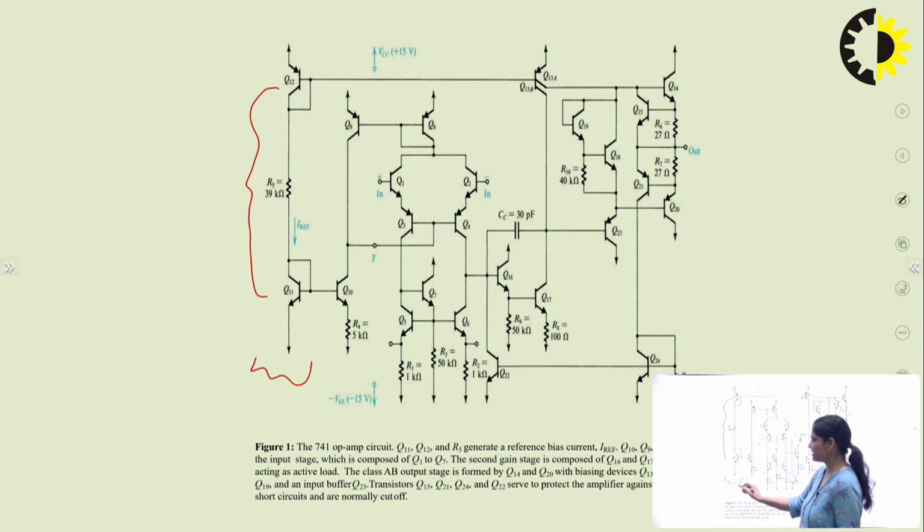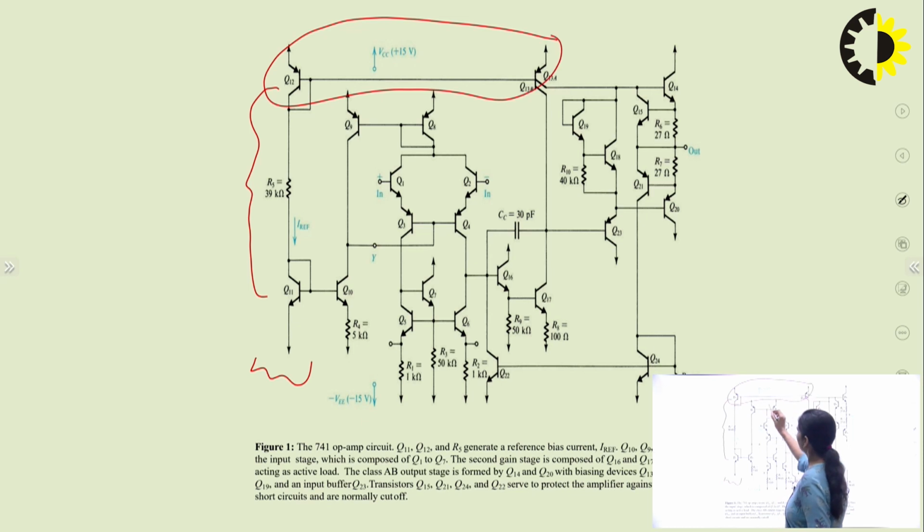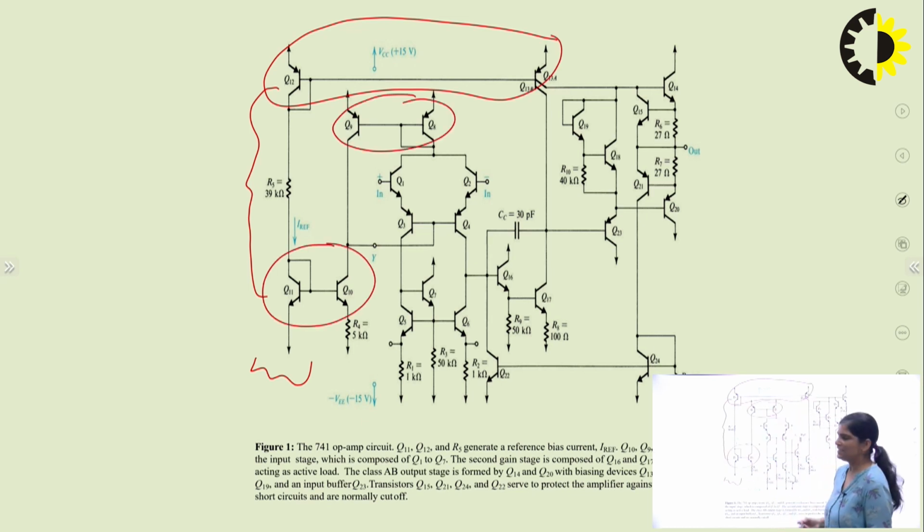Now this is your first stage, the reference bias circuit. Here you can see these are current mirrors: Q12, Q13, and Q8, Q9, and Q11 and Q10. So these 3 are current mirrors, and these 3 current mirrors will help in biasing the input stage. The input stage is here: Q1, Q2, Q3, Q4, Q5, Q6 and Q7. It means Q1 to Q7 come in the category of the input stage. So these 3 current mirrors help in biasing this input stage.